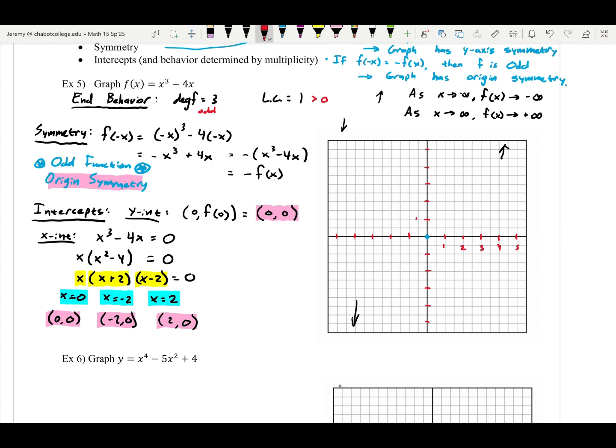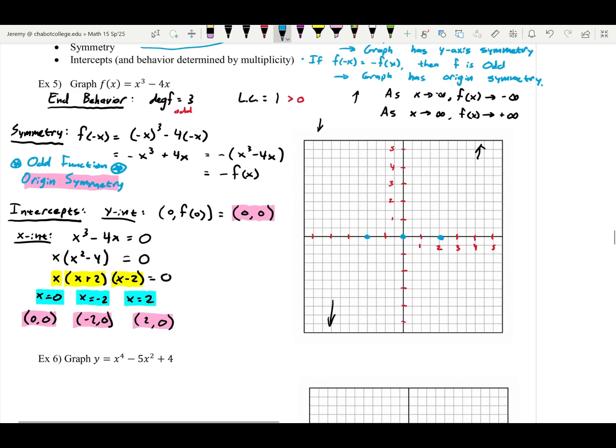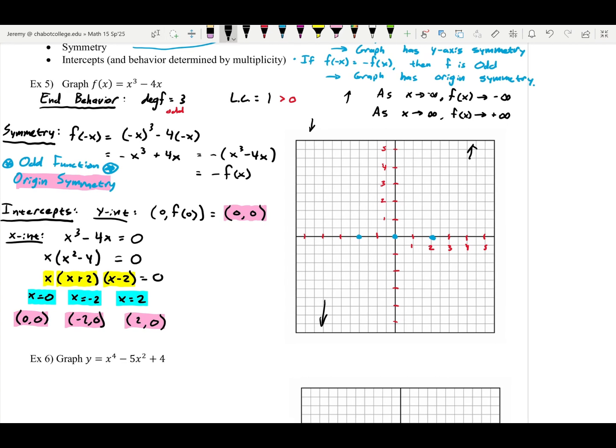And I'm going to do that in the x and y direction, just to enlarge my graph a little bit. And I will jump in and put down my x-intercepts and my y-intercept. So there they are. And from here, I think it would be good to make a little table of values. The last step for me is pretty much always making a table of values.